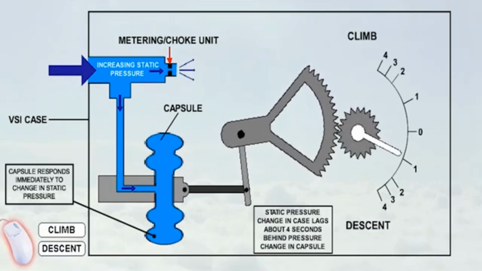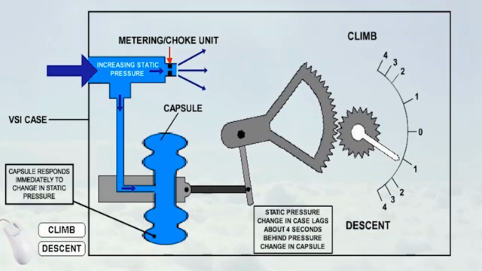If the aircraft is descending, the pressure in the case will be less than the pressure in the capsule, causing the capsule to expand, which will move the linkage to indicate the rate of descent.